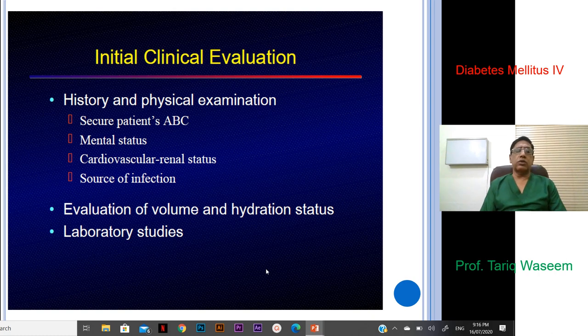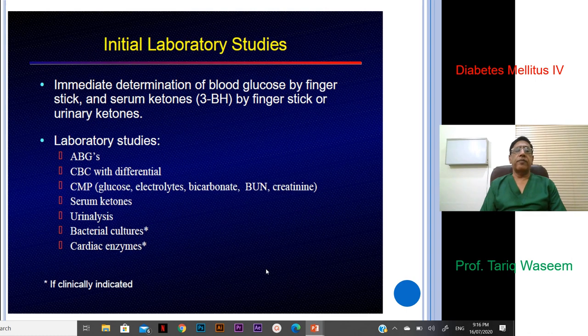Check for some source of infection, which is almost always there, either in the urinary tract or gut or some focus, maybe prostatitis, maybe otitis media. So a search should be made for that, and evaluate the volume and hydration status of that patient, and then some lab studies would be required.